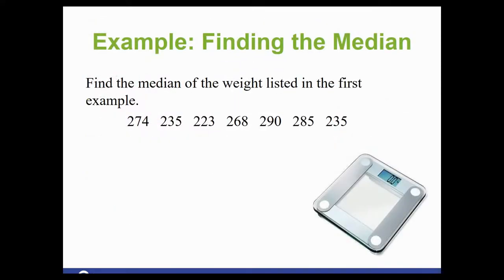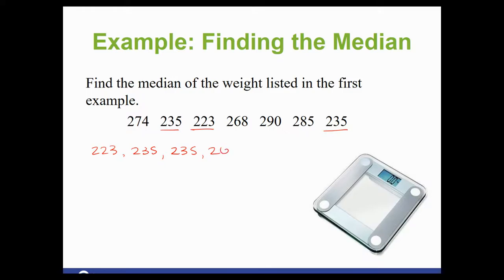So here's an example. Find the median of the weight listed in the first example. So same numbers we were dealing with previously, they are not in order. So we first need to put them in order. Looking through the list, it looks like our smallest one is 223. So 223. Then our next one looks to be 235. It looks like we have two of those.